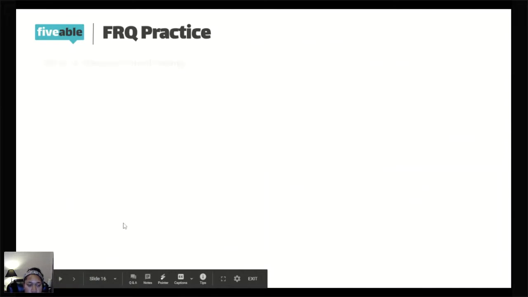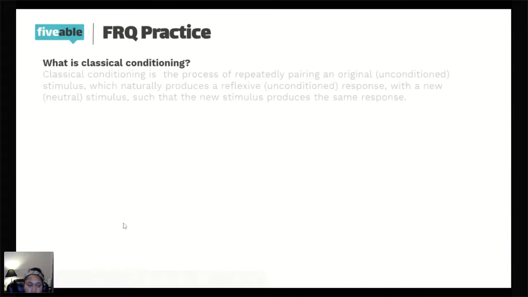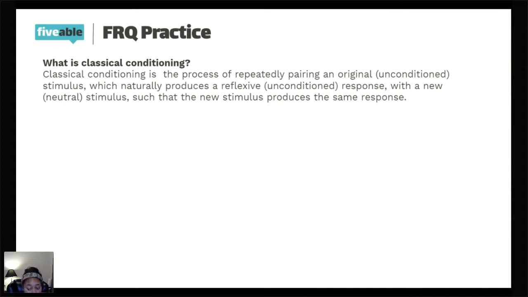Okay. So what is classical conditioning? Classical conditioning is the process of repeatedly pairing an original unconditioned stimulus, which was food in the image that I just showed you, which naturally produces an unconditioned response, the salivation, with a neutral stimulus, which was the whistle, such that a new stimulus produces the same response. So that the neutral stimulus, the whistle, produces the unconditioned response of salivation. But that is how it would be defined using words on the AP exam.